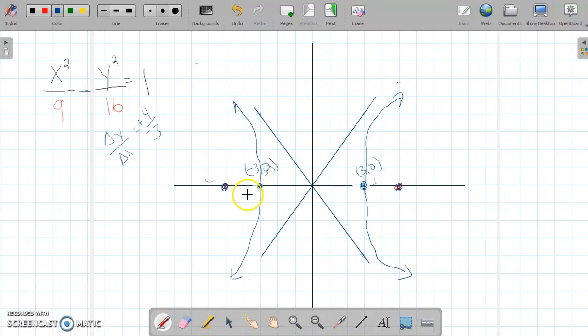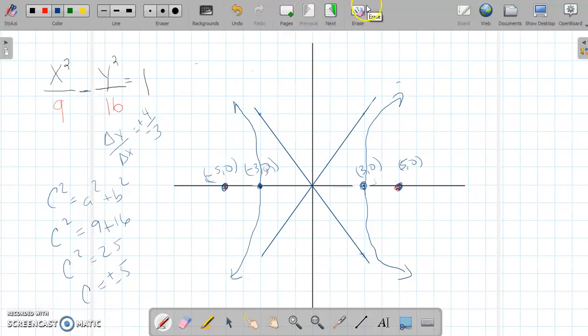Then to find the foci, you use the Pythagorean theorem like I mentioned before. So you get c squared equals a squared plus b squared, so that equals 9 plus 16. So c squared is 25, so c is plus or minus 5. So that is your focal distance. So we are going to go 5 here and -5 here. So this point is 5, 0, and this point is -5, 0. And that's your foci right there.